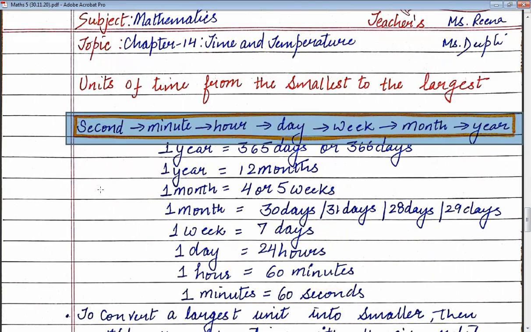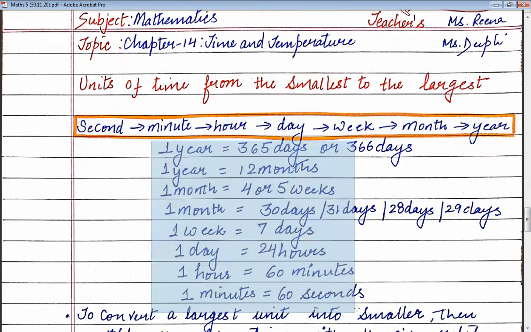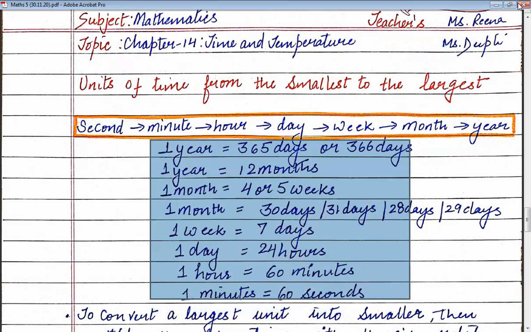Now, children, let's have a quick look at the relation between all these units. 1 year is equal to 365 days, or 366 days in a leap year. I repeat, 1 year is equal to 365 days or 366 days in a leap year. Next, 1 year also has 12 months. You know that it's January, February, March. So 1 year is equal to 12 months.